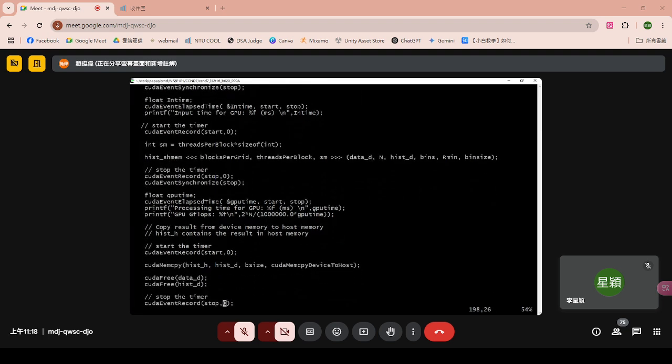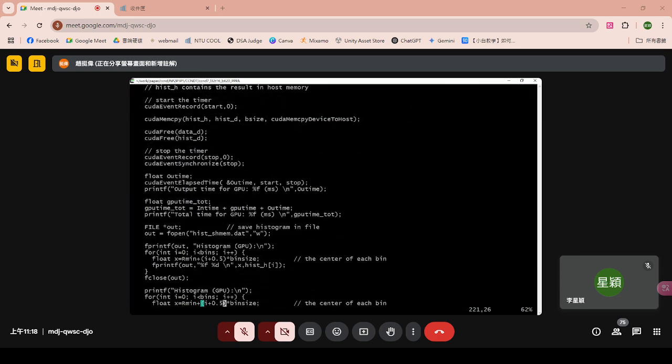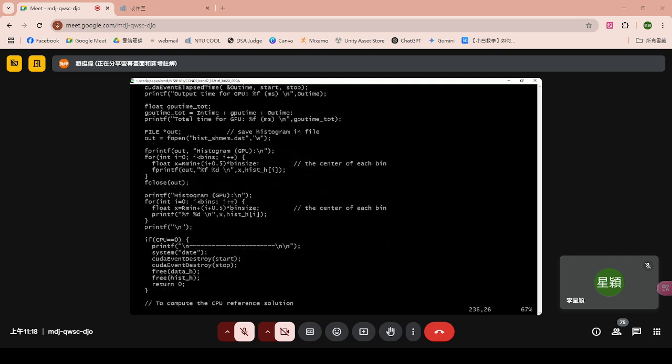Because the histogram in the shared memory is very fast to access. That means for each block the speed will be much faster, rather than accessing the histogram in the global memory. The rest is the same as before, so I don't have to go through it again.